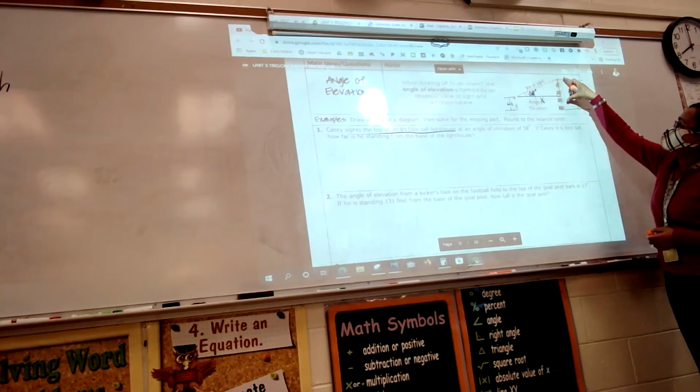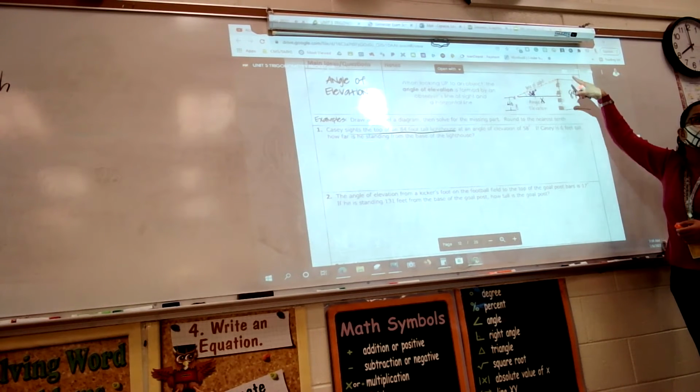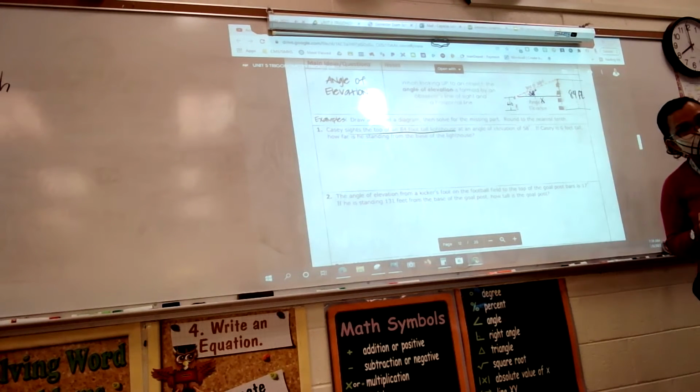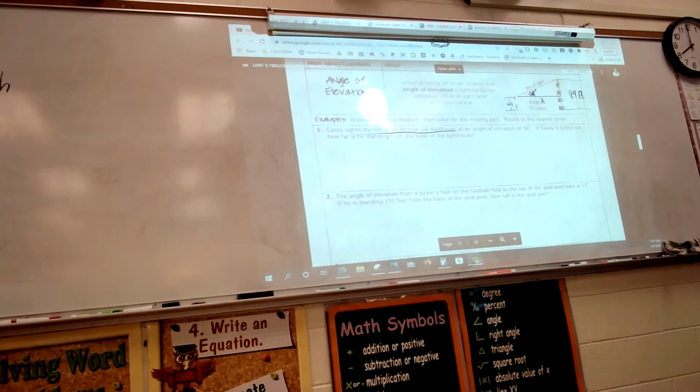So basically, this is not 84 anymore. The triangle is not 84. How much? 78. Why 78? Because we're subtracting 6 feet from 84. There you go. Does it make sense to everyone?